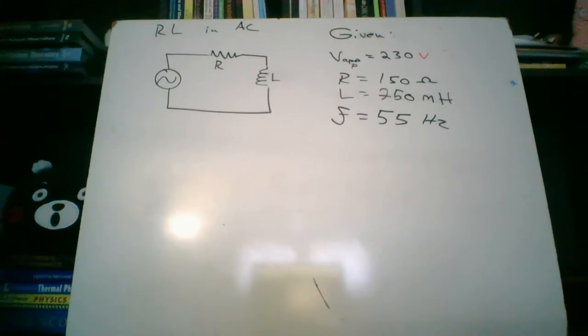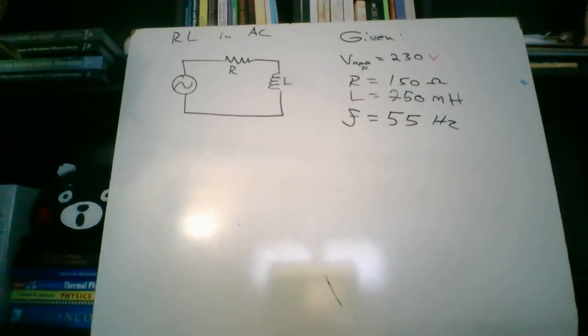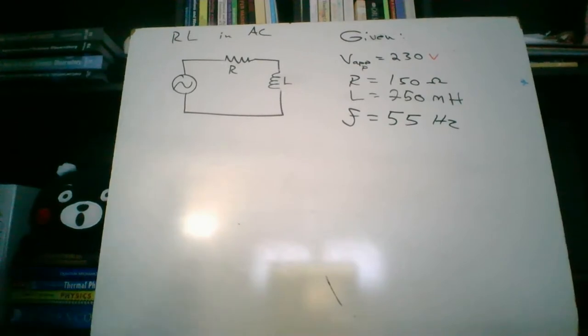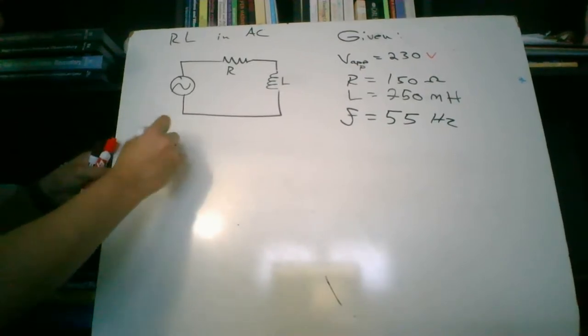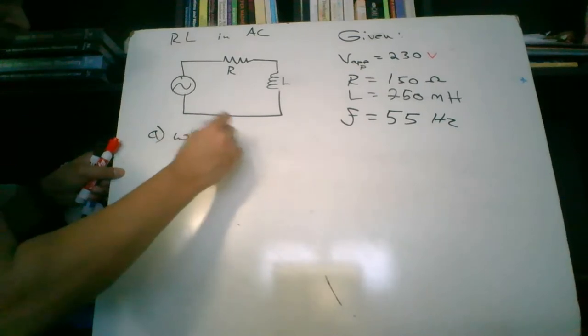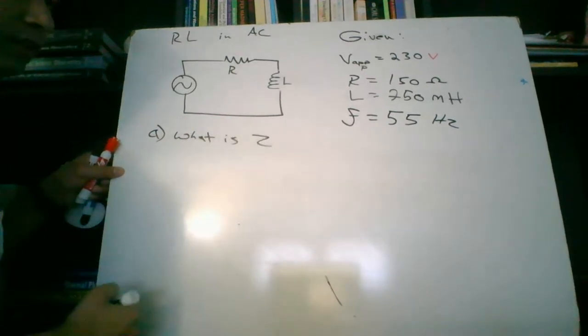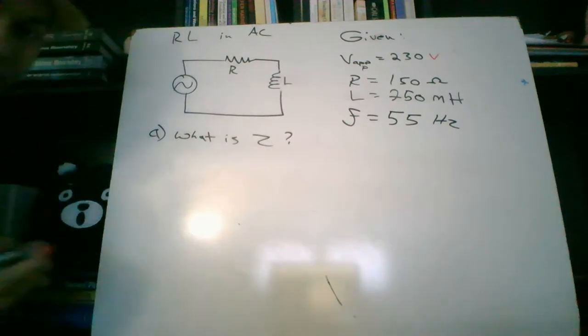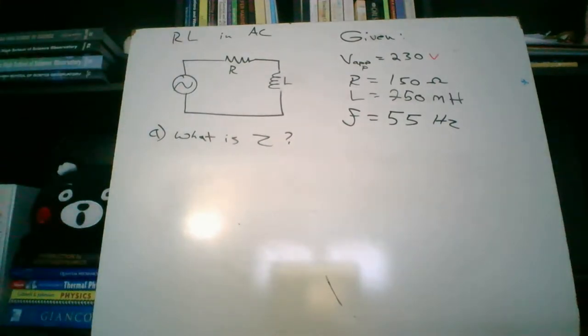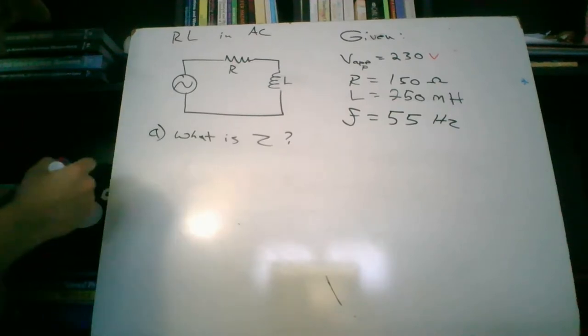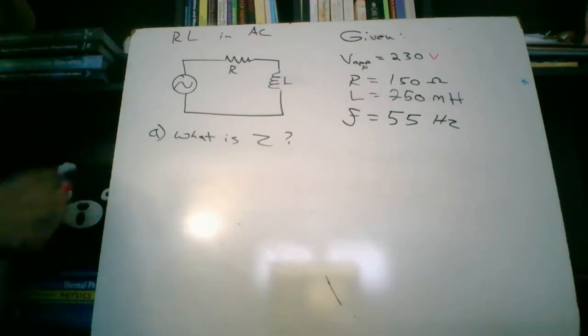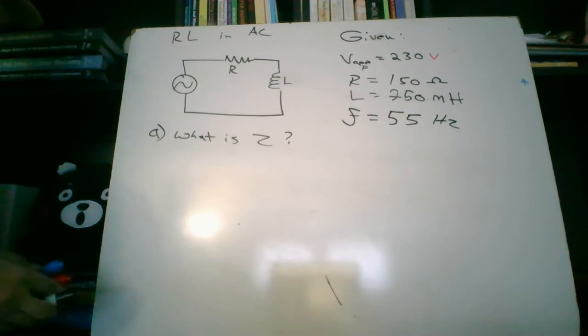Here's our circuit. Go ahead and work it out. I'm going to give you the same exact questions, and you tell me what each of those values are. So part A was, what is the impedance? Go ahead, work it out. Take a second to do it. All right.